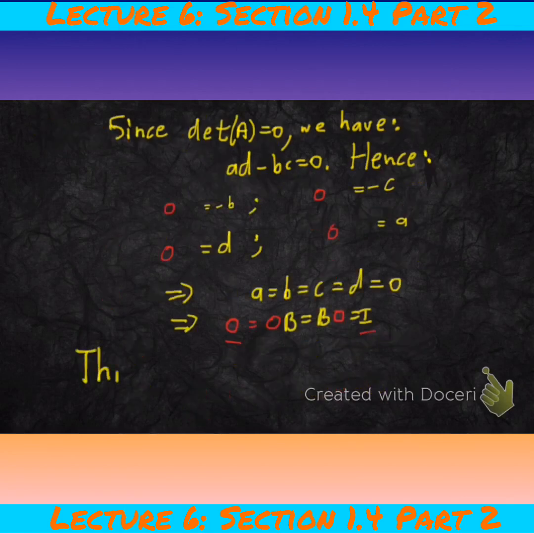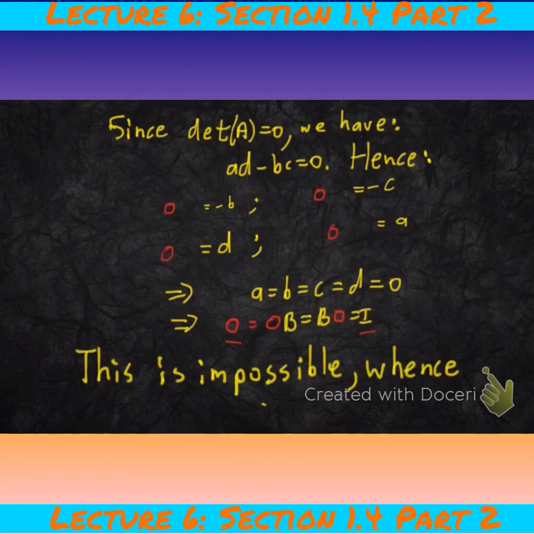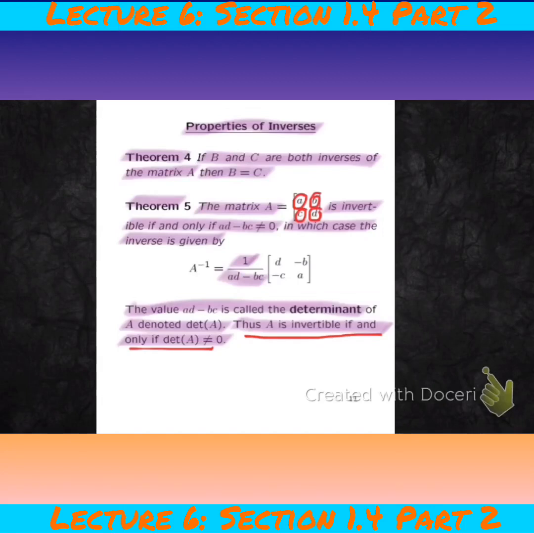This is impossible. Hence, the determinant of A can definitely not be 0. So the determinant of a 2 by 2 is related to whether it is invertible or not. I just want to say something about Theorem 4 as well.